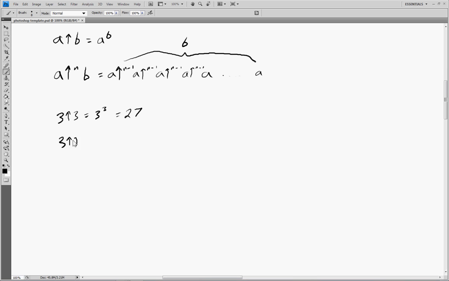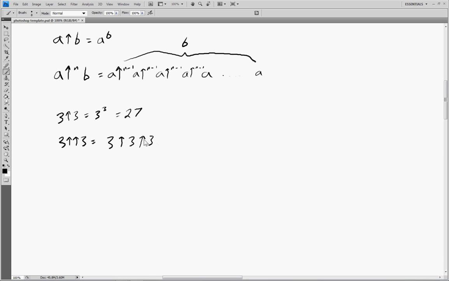3 double up arrow 3, as it's called. What's that going to equal? Well, we'll use our rule up here. B number of a's, so 3 number of 3's. We write that down, separated by n minus 1 arrows. So n in this case is 2. So this is separated by 1 arrow. And now we can evaluate this basically.